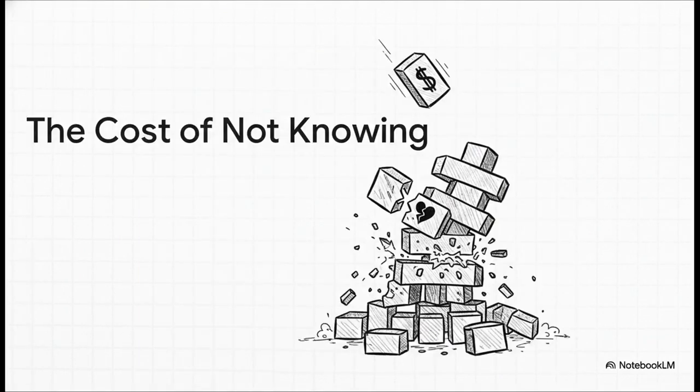Because without it, the cost of not knowing is huge. Your costs just silently creep up. User trust, which is so incredibly hard to build, just slowly evaporates with every weird answer. Failures seem totally random, impossible to pin down. And eventually, your AI just becomes unusable, not because it's down, but because you just can't trust it anymore.